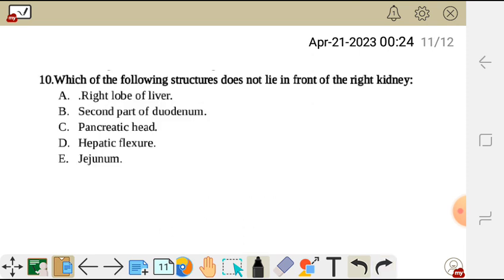Question 10. Which of the following structures does not lie in front of the right kidney? A, right lobe of liver. B, second part of duodenum. C, pancreatic head. D, hepatic flexure. E, jejunum. So the one which does not lie in front of the right kidney is the pancreatic head. So the correct answer here is C for question 10.